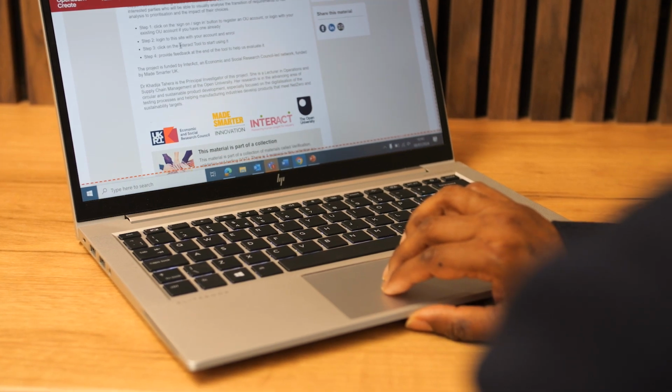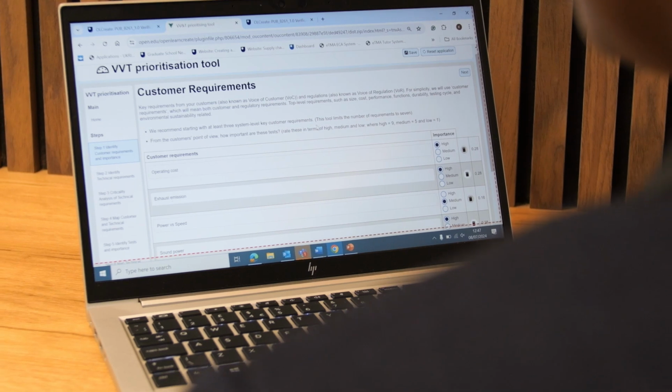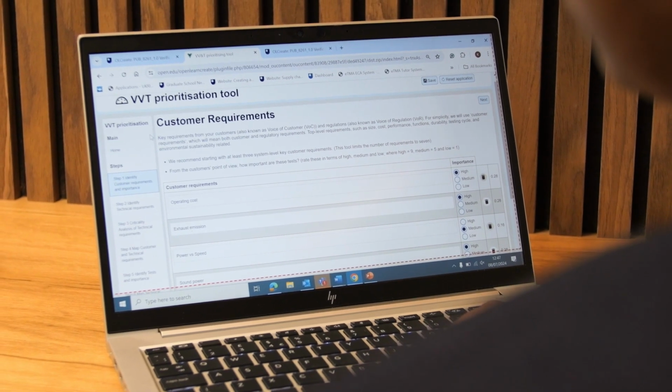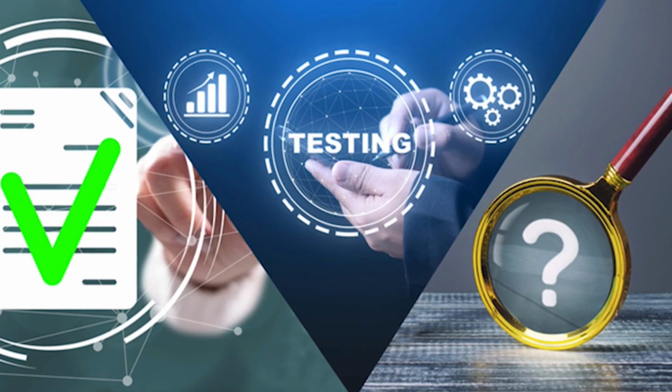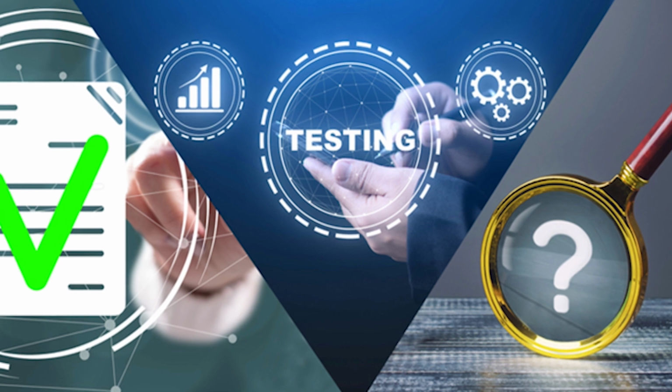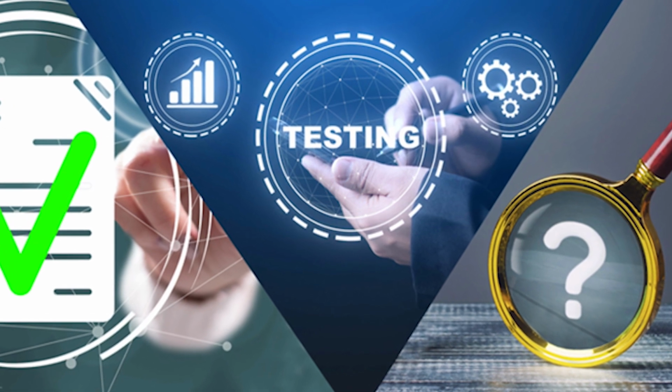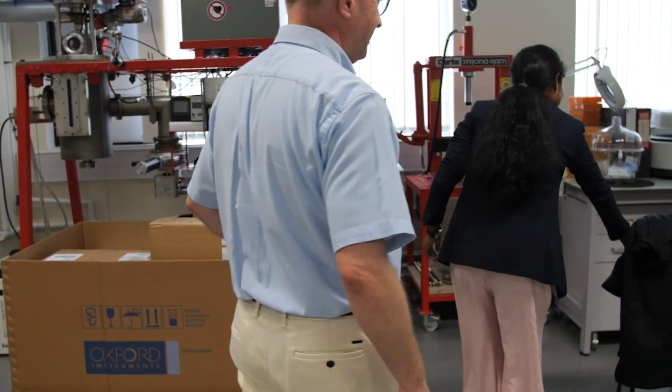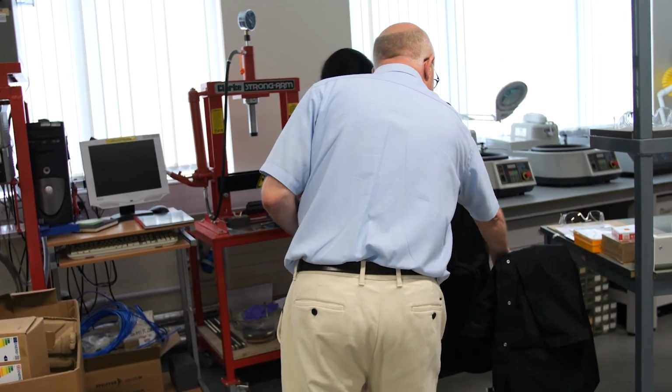So under a funded project by Interact, we developed an online interactive tool, and today we're talking about the tool and how this tool can help manufacturers to design their product and plan their verification, validation, testing activities systematically. I'm going to be meeting with Dr. Andrew Halfpenny, who is an expert in this field.